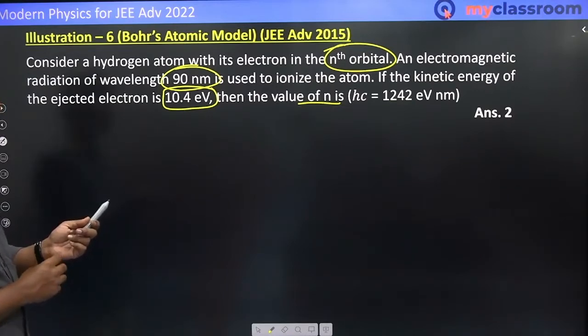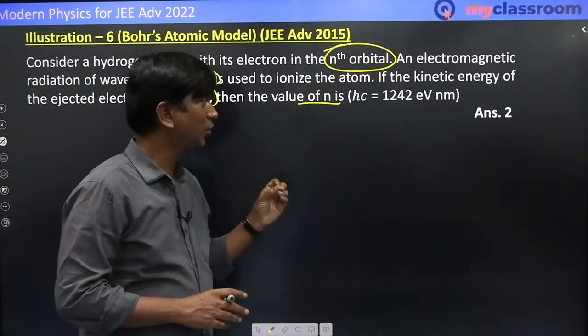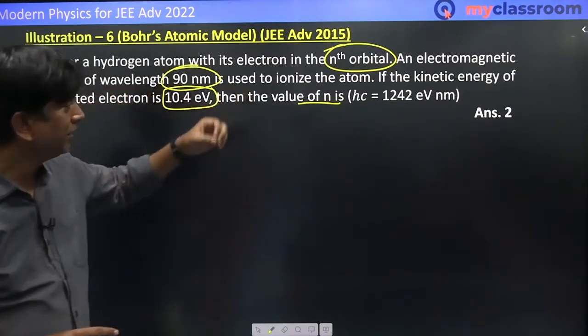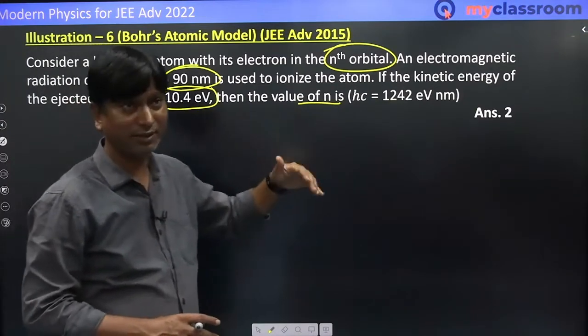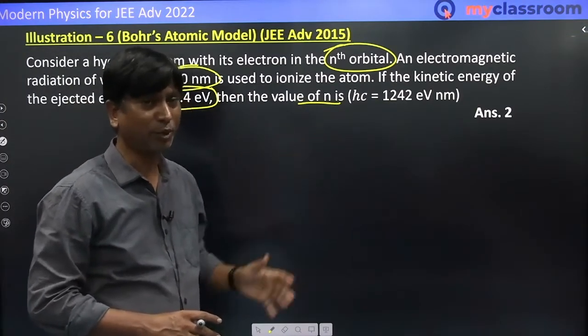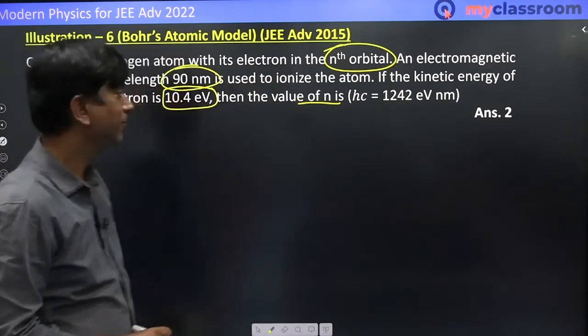Then what is the value of n? Okay, so it's all about two concepts: the incident photon, how to calculate its energy, and the energy of the electron in Bohr's hydrogen atom. So which state is it actually, right?